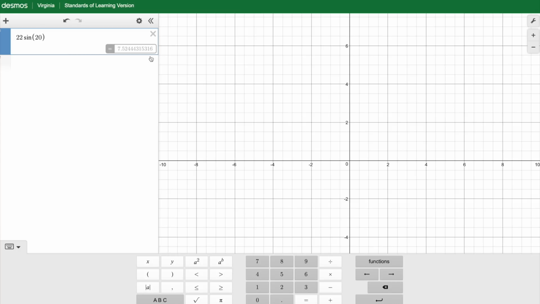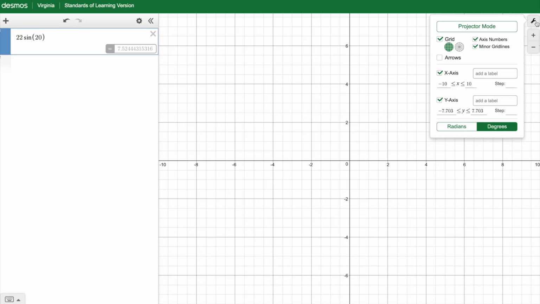Now, if you're not 100% sure whether you're really in degrees or radians, let me show you how you can check. If you go to the right of where the display is, the graph, you click on the wrench, and that's the settings. There's a bunch of stuff going on here, projector mode, and that's if you're going to be displaying this on a board or something. But if you look on the bottom, it's got radians and degrees.